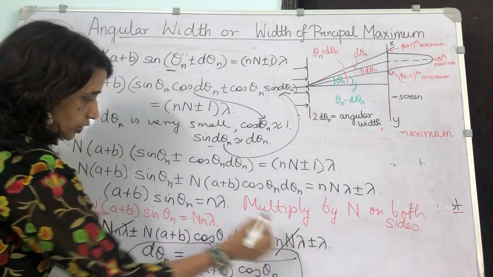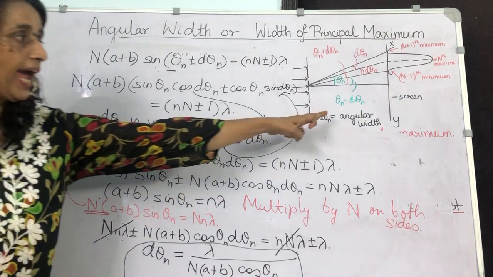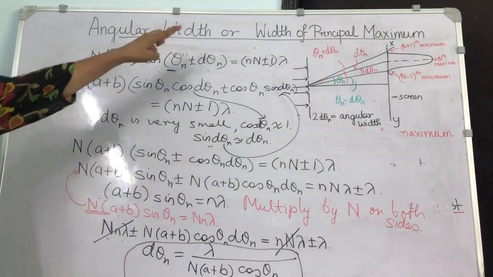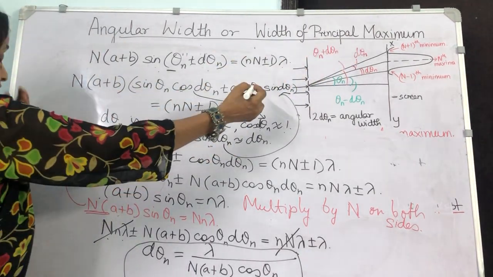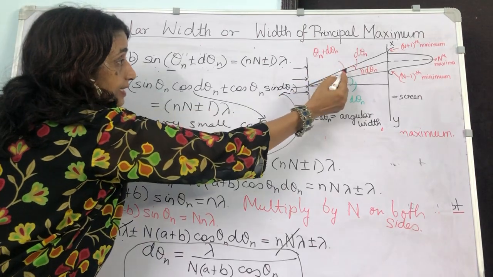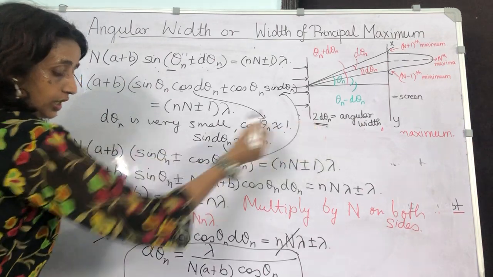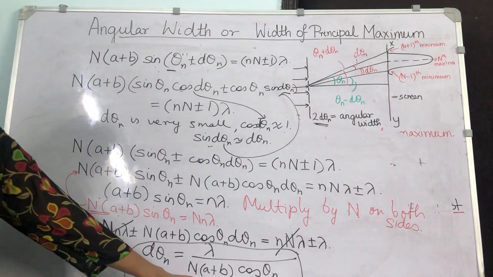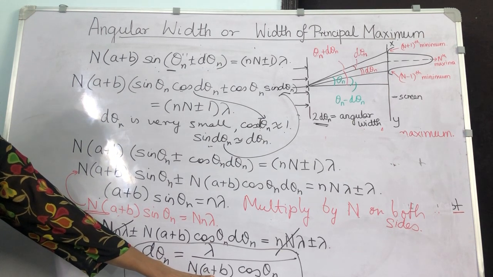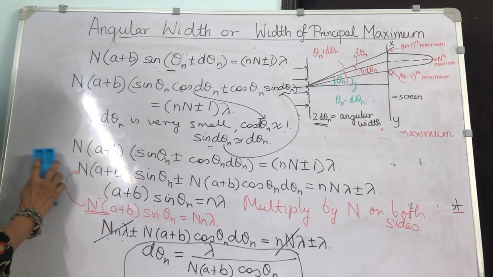And what are we doing in today's lecture? We are deriving an expression for the angular width of this principal maxima that has been formed. That means this principal maxima and its width, but its width is 2dθ, twice of this. So one more trick we can play here. We can simplify this expression further by writing the value of the grating element a+b. How?